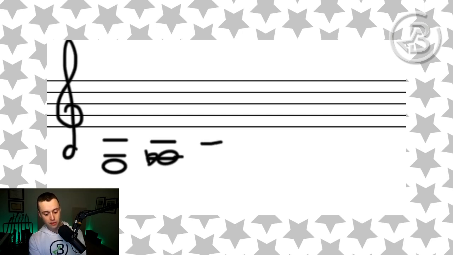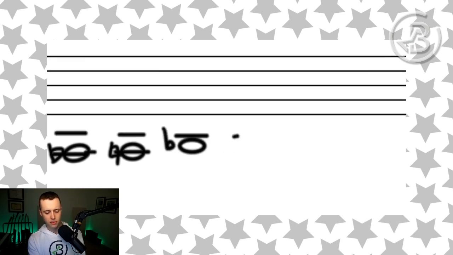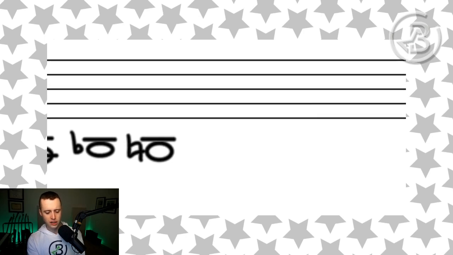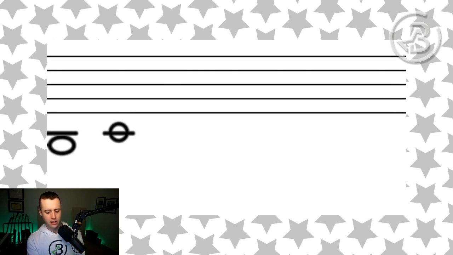Half step up from A flat, sure enough, is going to be A natural. Half step up from A natural is going to be B flat. Half step up from B flat is B natural. Half step up from B natural is C. Remember, no sharps or flats between B and C. Then next note we're going to have is a D flat.